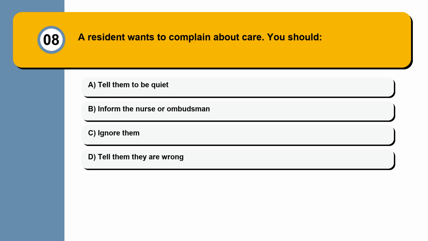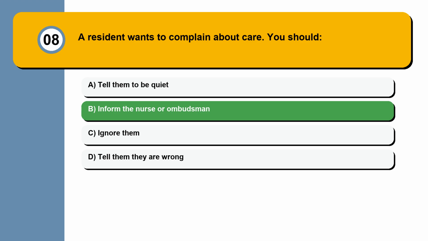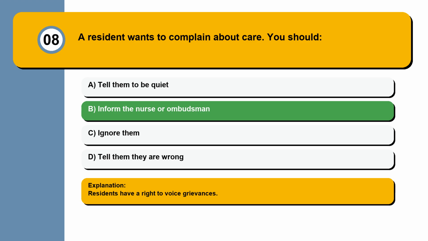Question 8. A resident wants to complain about care. You should tell them to be quiet. Inform the nurse or ombudsman. Ignore them. Tell them they are wrong. Residents have a right to voice grievances.